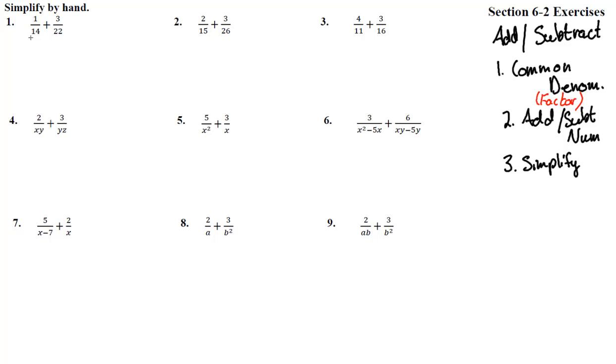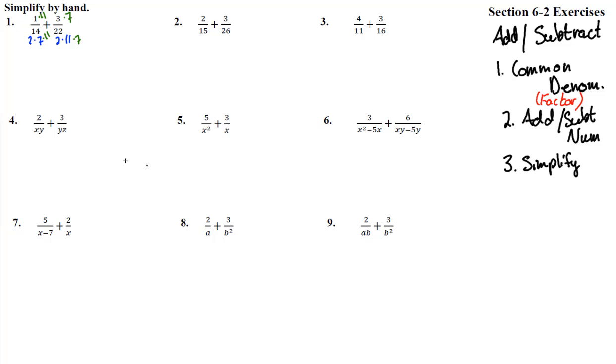This guy, go ahead and factor that. That's 2 times 7, and that is 2 times 11. Oh, good thing we factored here. We can see that this guy needs to be times by 11, and that one needs to be times by a 7 on top and bottom. Yeah, there we go.